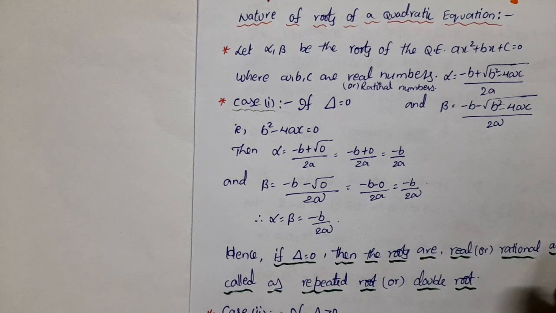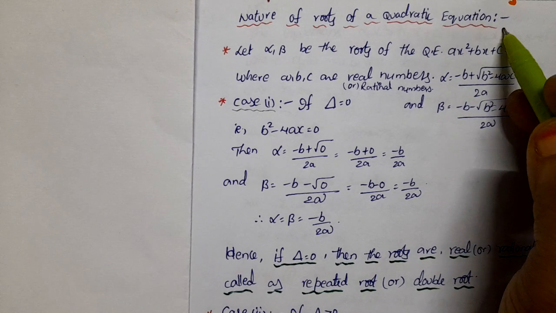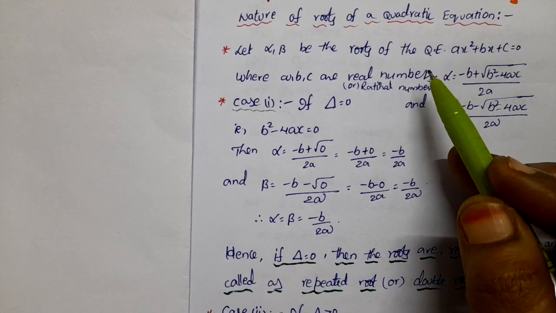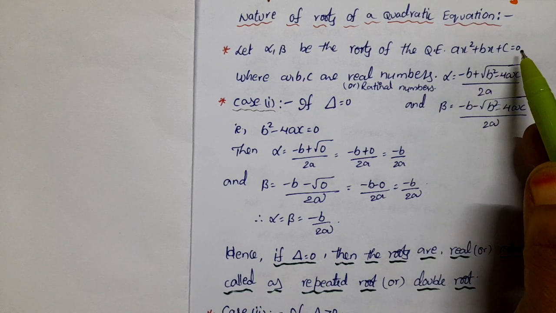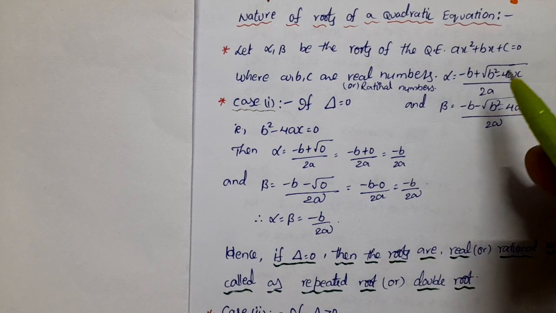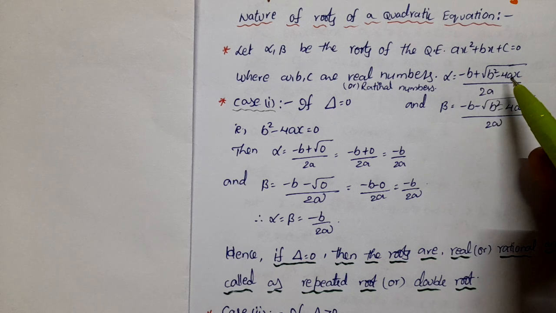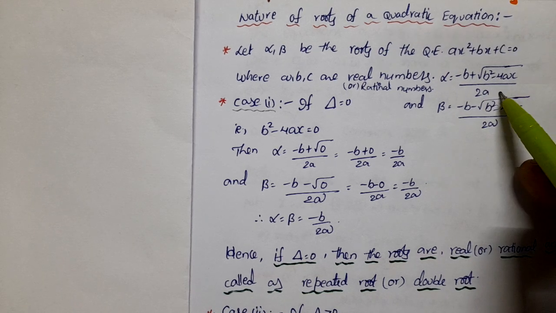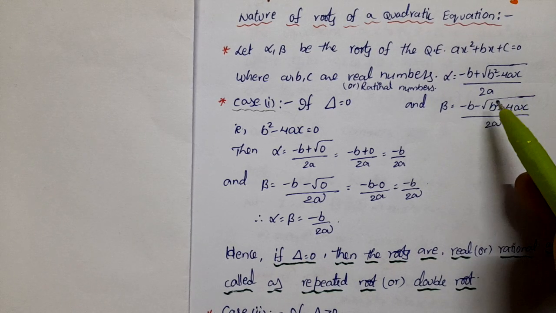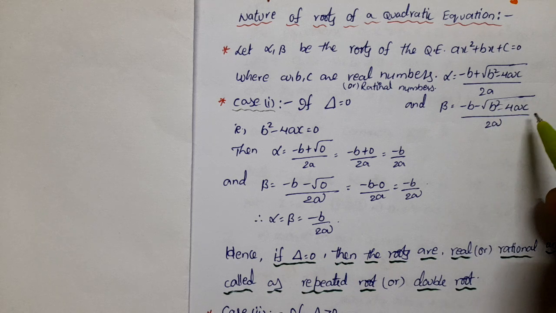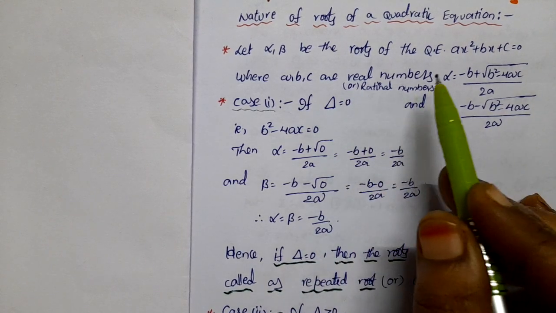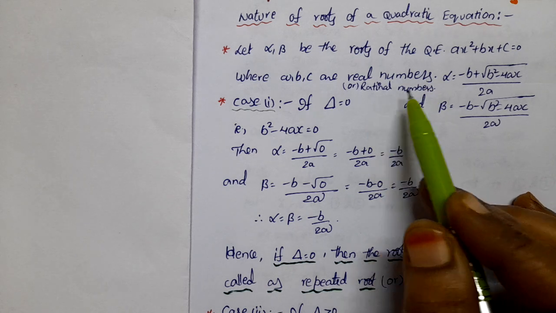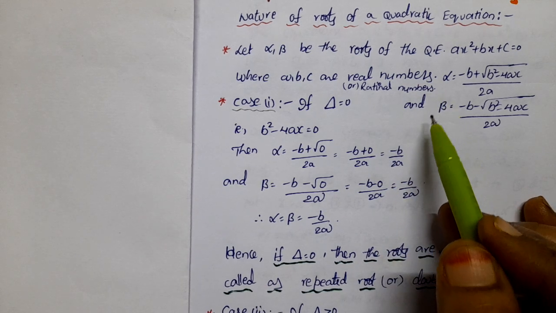Now, nature of roots of a quadratic equation. Let alpha, beta be the roots of the quadratic equation ax square plus bx plus c. Then alpha equal to minus b plus root of b square minus 4ac by 2a and beta equal to minus b minus root of b square minus 4ac by 2a, where a, b, c are real numbers or rational numbers.